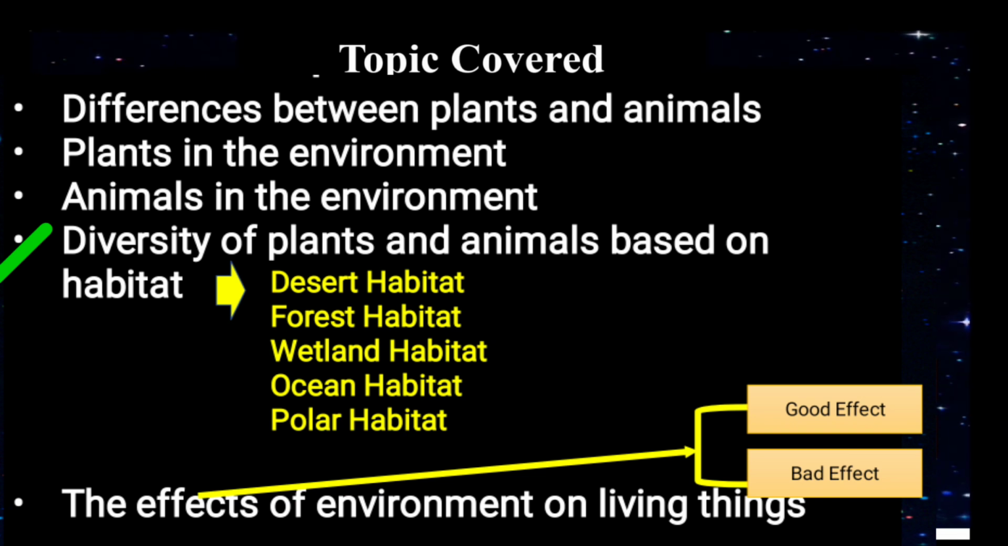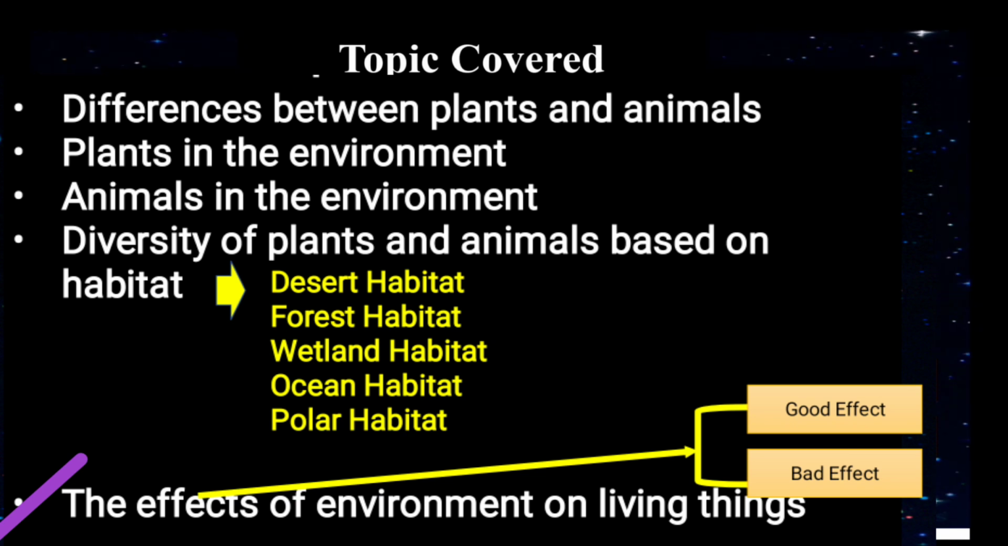After that, we have learned about the effect of environment on living things. So we can divide this effect into two sides: good effects of environment on animals or living things, and bad effects of environment on living things. What are the good effects? The good effect is we get all the necessary things from the environment. We need water, we need food, we need shelter, everything we get from the environment.